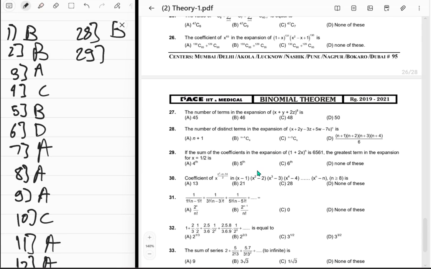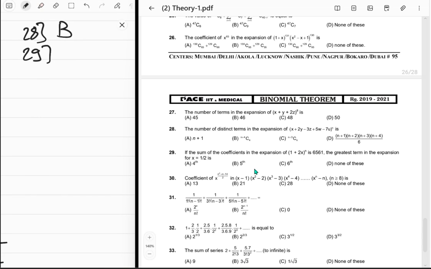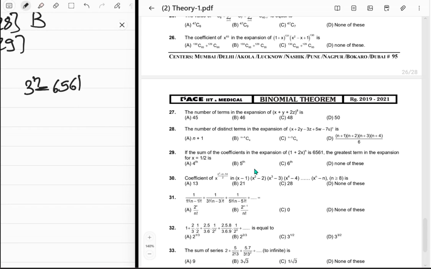So we just put x equal to 1 to get the sum of coefficients, because that's what we do. So it will be 3 power n, and 3 power n is equal to 6561. Now, is this a power of 3? 3 power 4 is 81. 3 power 6 will be 729. 3 power, I think, 8, right?